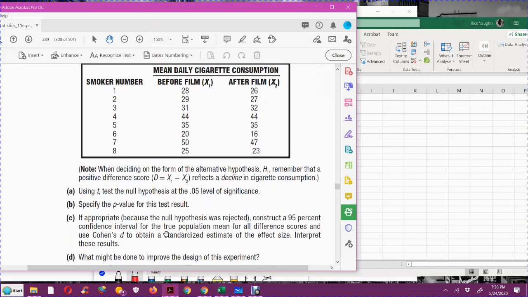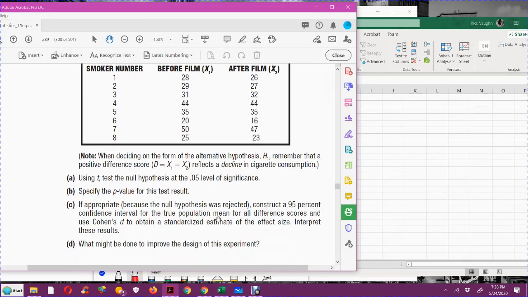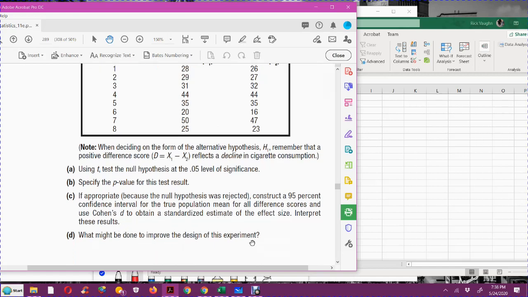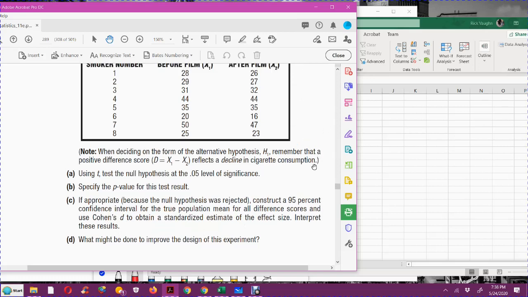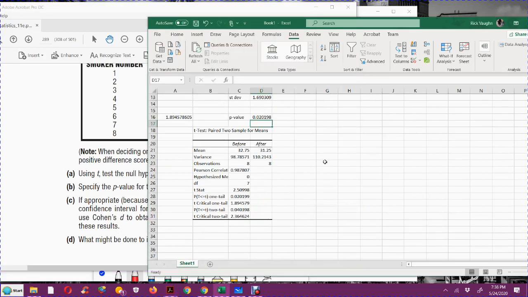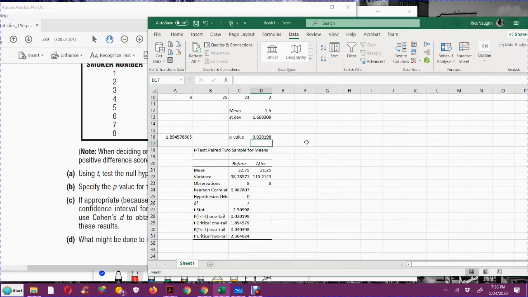In part C, it says, if appropriate, construct a 95% confidence interval, and then what might be done to improve the design of this experiment. We'll just kind of talk about this 95% confidence interval. You could do the Cohen's d part, scroll up in the book and find the formula for it. But to find our confidence interval, it's not on this table over here, but we could do this also, the confidence interval for the difference.